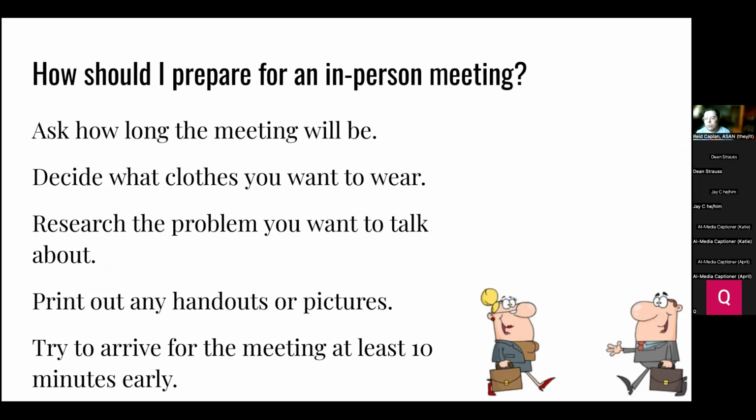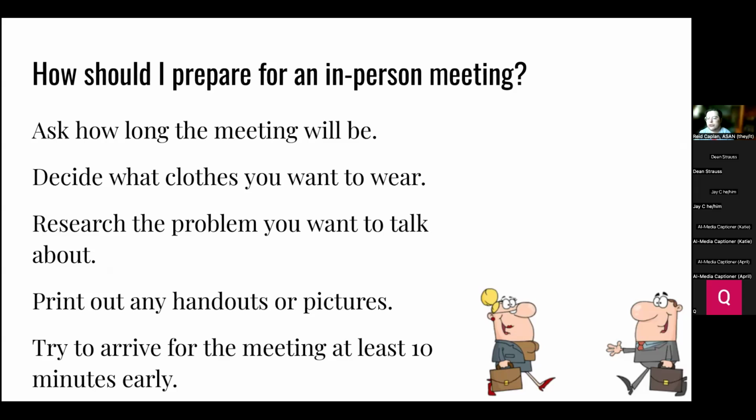You should also print out any handouts or pictures that you want to bring before your meeting, because this can be helpful to leave behind with the person you're talking to so that they remember what you talked about. And if you want to cite numbers, like you have data about how much something is affecting a group of people, you can write that down and give it to them.